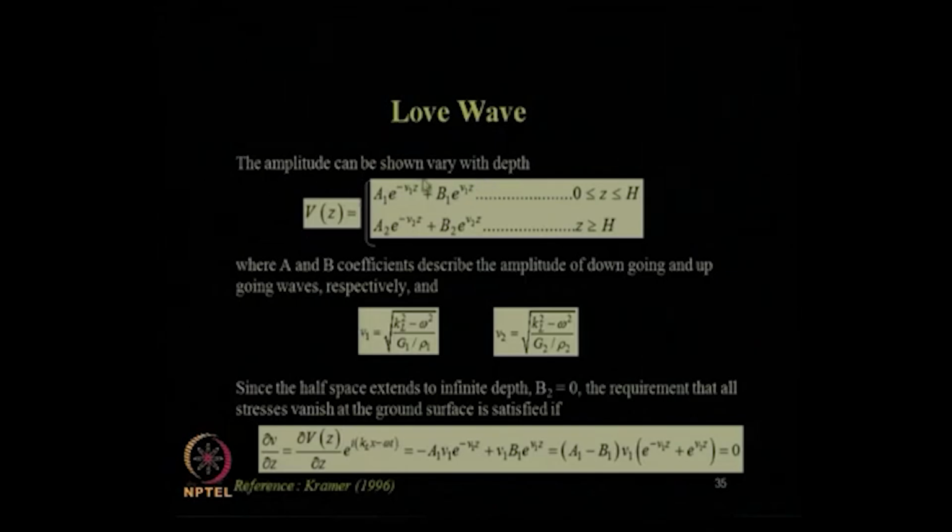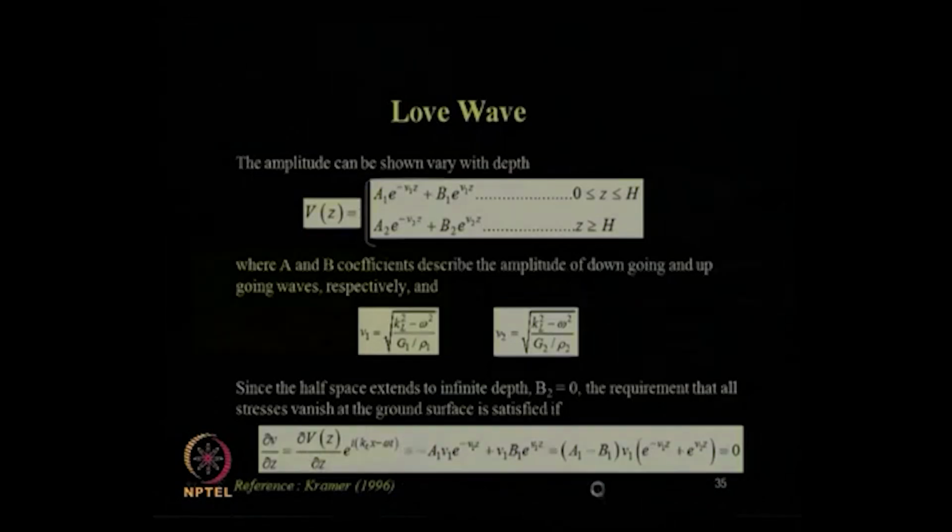So, amplitude can be shown which varies with respect to depth using these functions. Now, these constants A and B can be obtained using the boundary conditions, that is, the stress conditions should be 0 at the ground level or boundary level. Since the elastic half space extends to infinite depth, the B2 parameter should equal 0, a requirement of the stresses vanishing. So, that gives us the stress condition at the ground surface will always be 0.